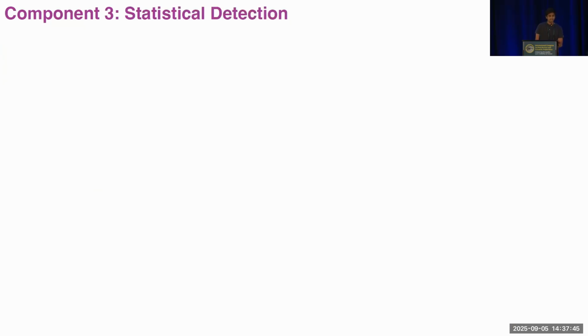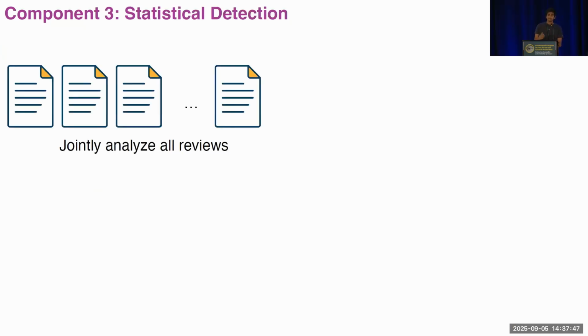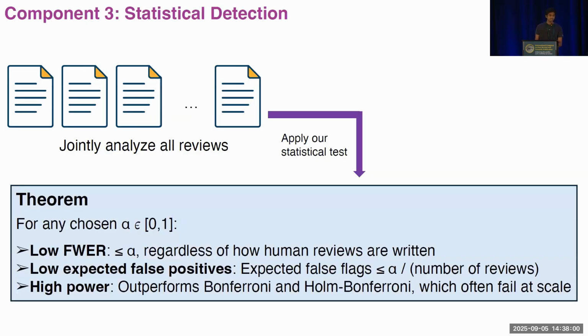So the third is the statistical detection. And again, consider a proposal review setting where you have a large number of reviews. So you jointly analyze all these reviews and apply our statistical test that we propose, which provides the following guarantees. For any chosen alpha between 0 and 1, we guarantee a low family-wise error rate less than or equal to alpha, regardless of how human reviews are written. The expected number of false flags is also low, and we achieve high power.